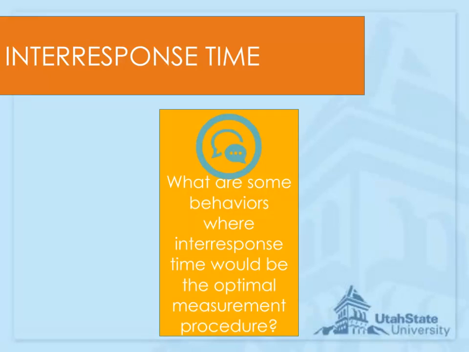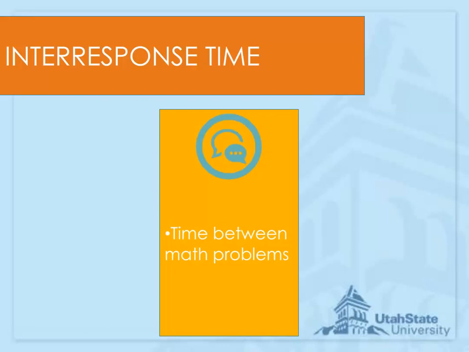Try to think of some behaviors where we would want to reduce or increase the time between two occurrences of that behavior. What would that behavior look like? One example would be the time between completing math problems on a math worksheet. To be on task and doing math problems, we might expect the time between completing one math problem and starting the next should be very short, maybe a second or two. But of course, some students will get distracted between math problems or simply not want to do anymore. So we could decrease the IRT here.